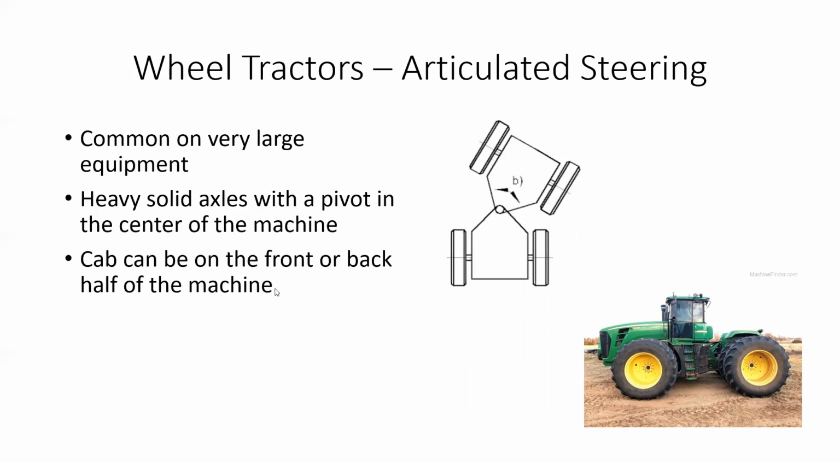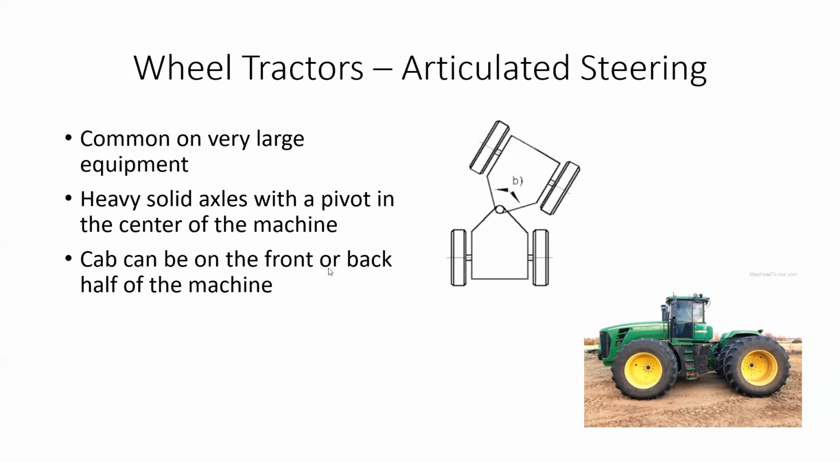So a lot of times with these machines, this shows the engine and the cab, everything up on the front of the machine. They do make these machines with a different configuration with the cab on the back. It depends on what you're doing, and we'll talk about that a little bit later.